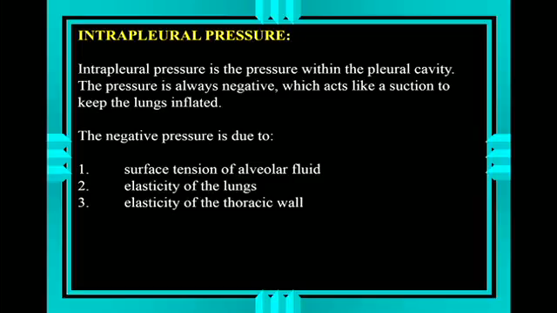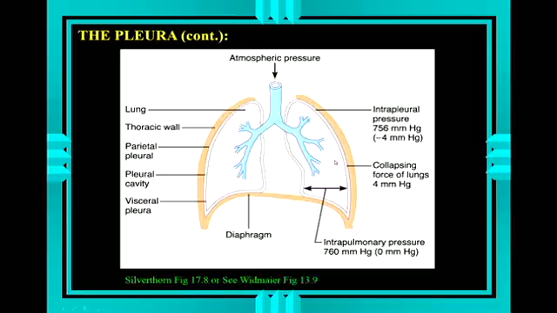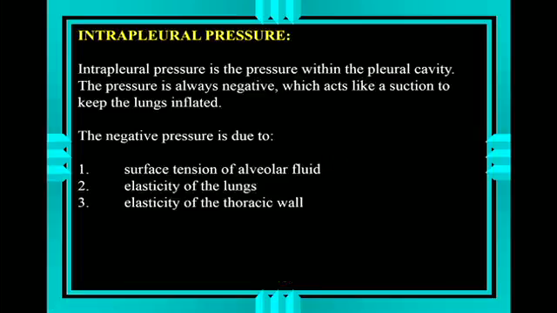Now, let's look at the opposing forces that cause this negative intrapleural pressure. Well, two are very familiar to us. The alveoli, the lung, there's surface tension. Our old friend surface tension always wants to shrink the lung. Elasticity always wants to shrink the lung. So the lungs are always wanting to collapse or recoil. So they're going to work in an inward pressure. Now, the opposing outward pressure is due to the elasticity of the thoracic wall.